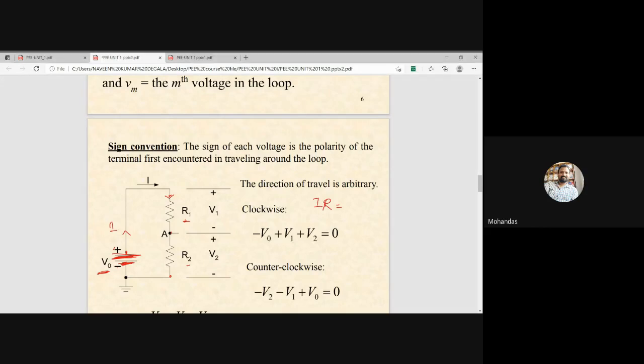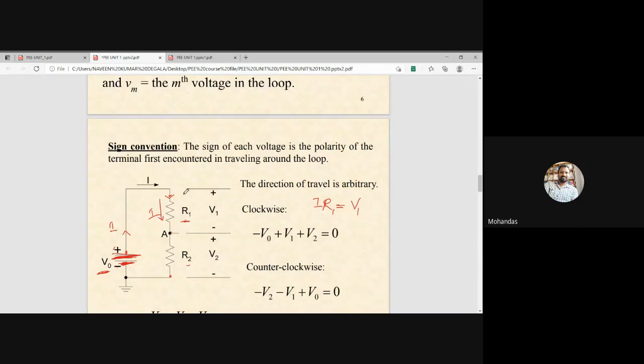Whenever the current I is flowing through the R1 resistor, there is some voltage drop across this resistor. That can be found by using Ohm's law. So I into R, as it is the resistor R1, the voltage is given as V1.